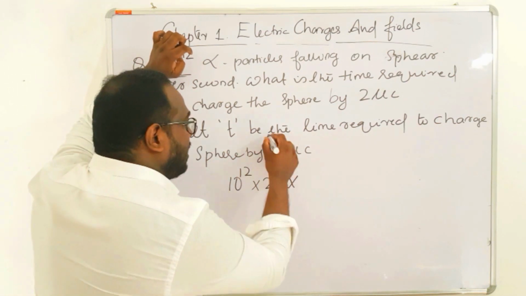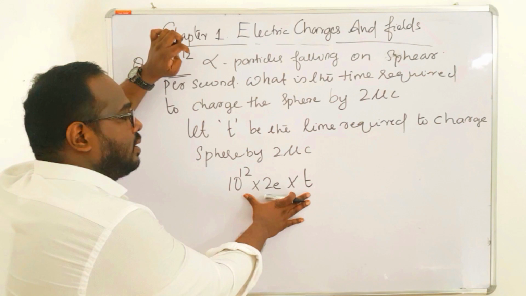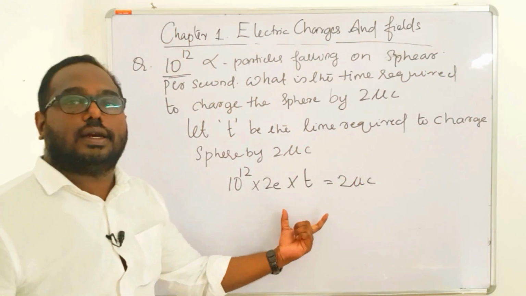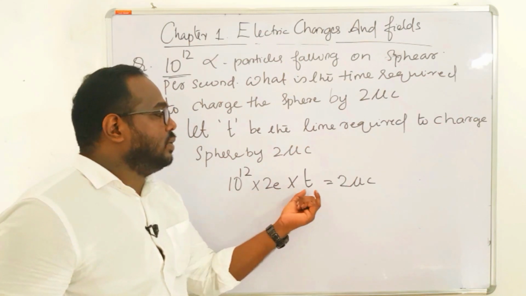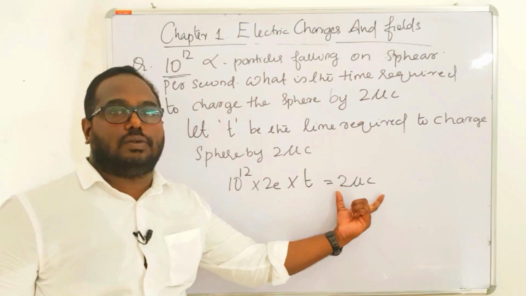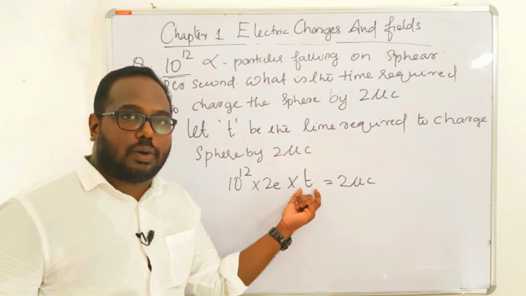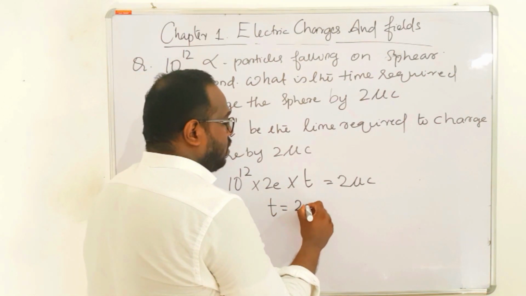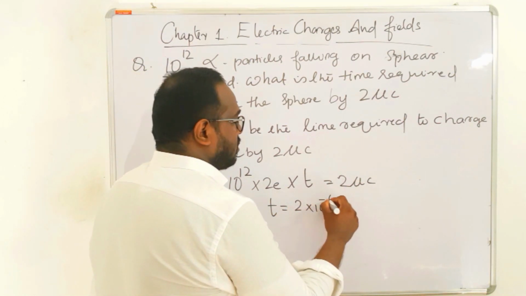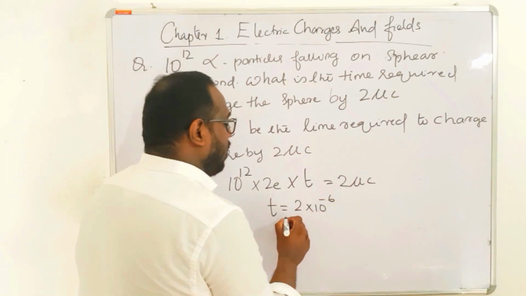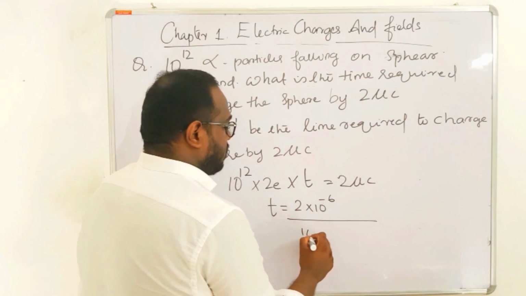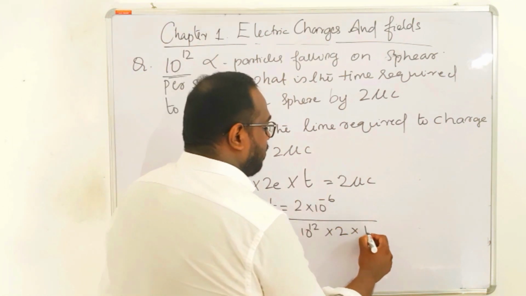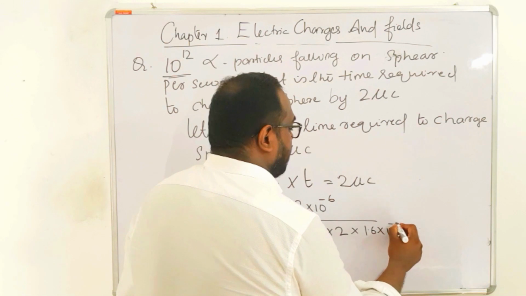If you multiply it with T, the total time, that charge should be equal to 2 microcoulomb. That is correct. Charge into time. So this is the required charge, we know that. But we don't know the time required, so we put it as T and solve for T. T is equal to 2 into 10 raised to minus 6, since a microcoulomb is 10 raised to minus 6, divided by 10 raised to 12 into 2 into E. What is E? 1.6 into 10 raised to minus 19, correct?